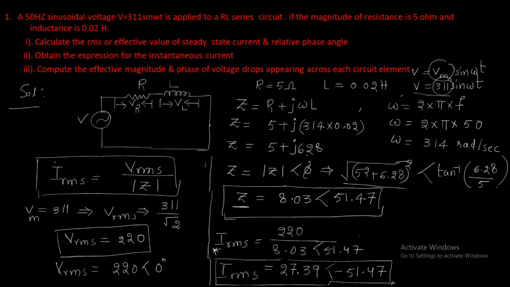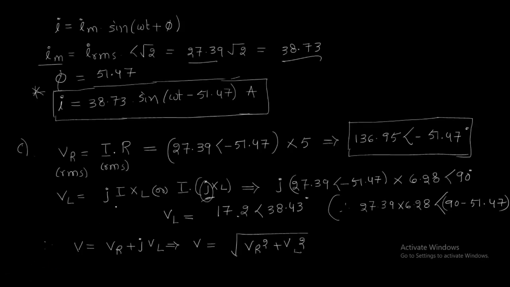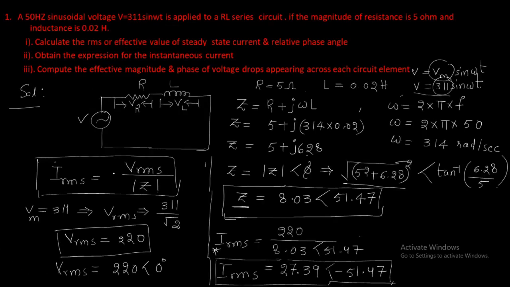So this is the procedure to follow for any type of problem regarding when two elements are connected in series with a source. First find the impedance, and then you can directly write this. You have to remember the formulas: the relation between currents and voltages, instantaneous voltages, instantaneous currents, and phase angles. So this is about the problem regarding the RL series circuit. Okay, thank you.